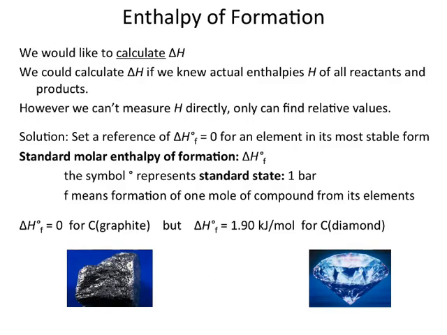However, we could find relative values. The actual enthalpy for this compound is some number relative to a standard state. The enthalpy for some other compound is a different amount away from this standard state. And then we can use those relative values to compute enthalpy changes of a reaction directly. So that's what we do. So we set a reference where the enthalpy of formation is 0 for an element in its most stable form. And this is our reference point.